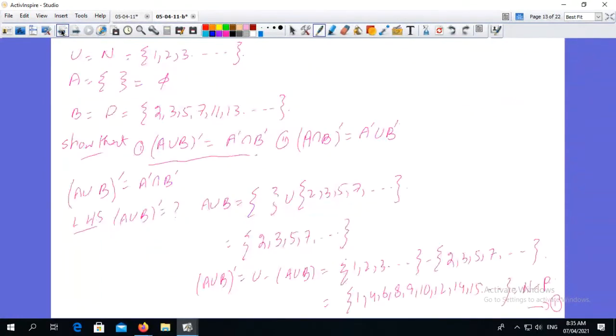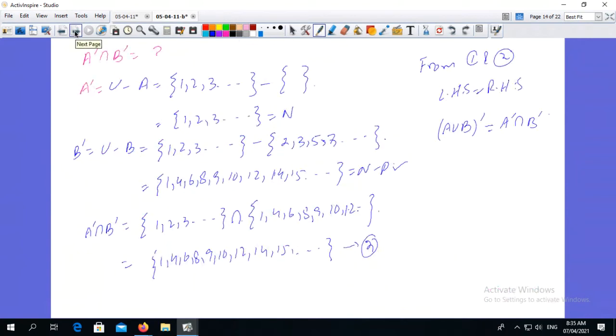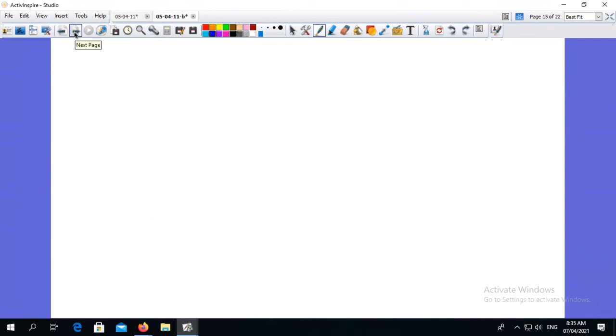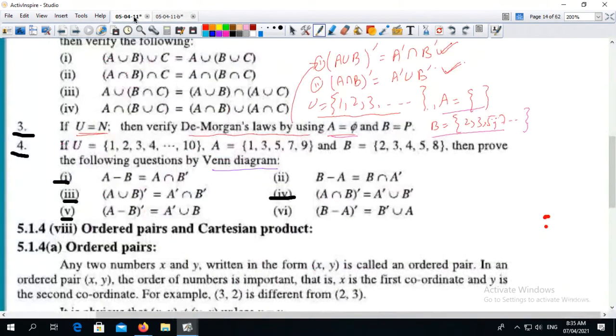In the same way, we have to find the second: (A intersection B) whole complement equals A complement union B complement. This is your homework. Try to solve this by yourself. Okay. Now we have the next one.